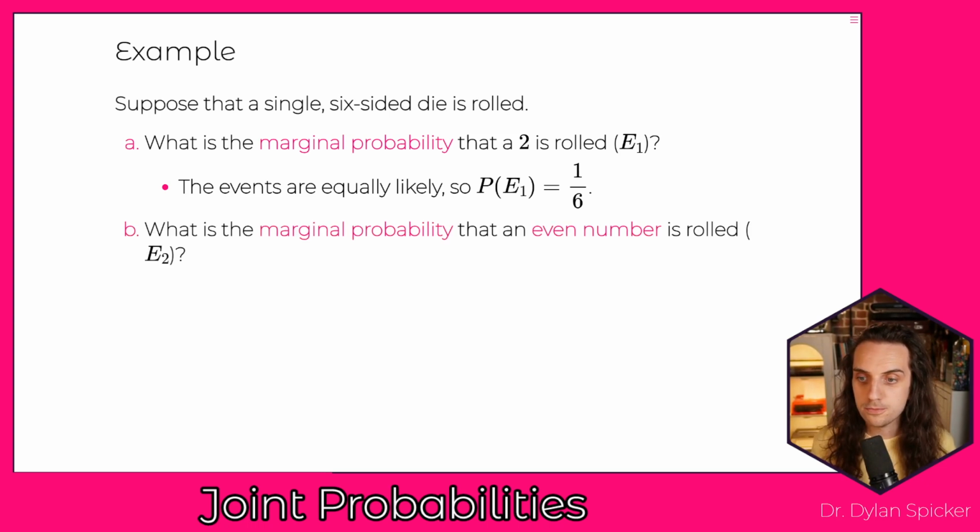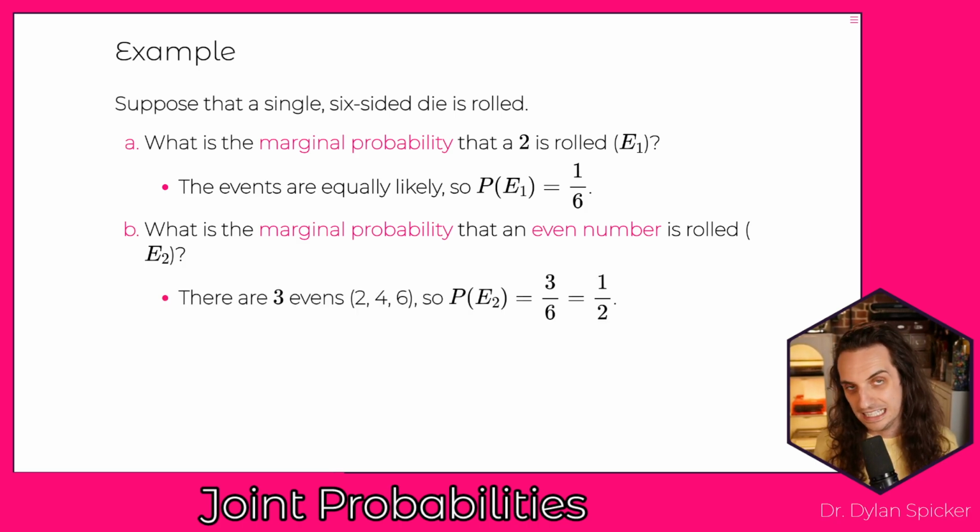Now, what's the marginal probability that an even number is rolled? Now, again, we can go through, right? There are 2, 4, and 6, so we have 3 possible even numbers. There are 6 total numbers, so 3 out of 6, 1/2. Right? Half the numbers are even, half the numbers are odd. So the probability that we roll an even number is going to be 1/2. Right? And so what we have here is that the marginal probability of rolling an even number is equal to 1/2.